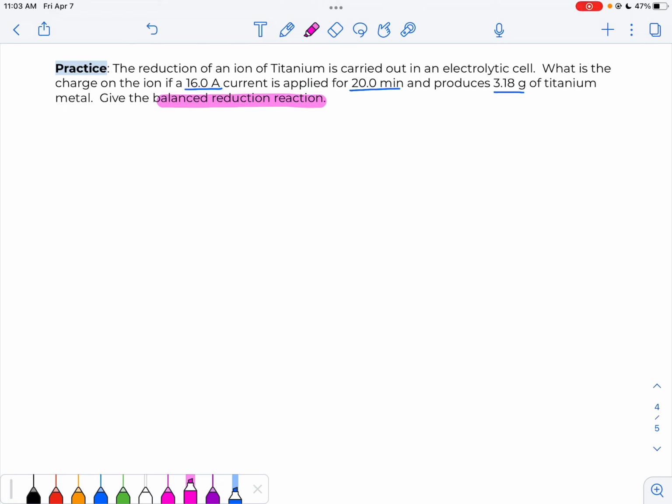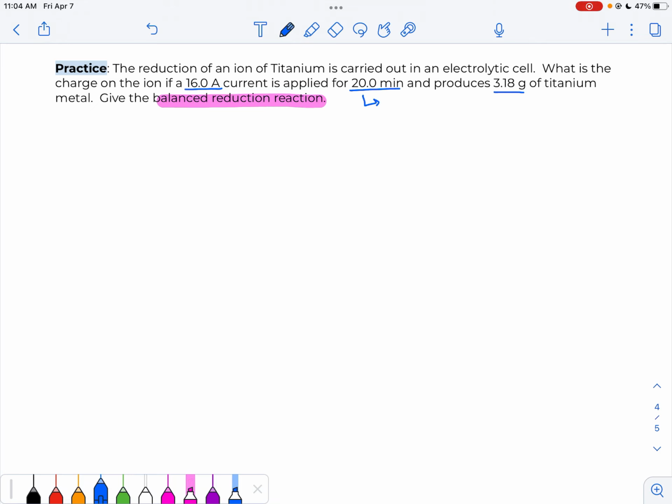Okay, so what I'm trying to find here is my balanced reduction reaction. And what does that reduction reaction actually tell you? It's how many electrons you are gaining to go from your higher oxidation state to your lower oxidation state. So what we're really trying to find in that balanced reduction reaction is how many electrons are being transferred here. Okay. So let's think about what we're given. We're given current, we're given time, we're given mass. Cool. Okay, current and time I know are related and I can get charge out from that.